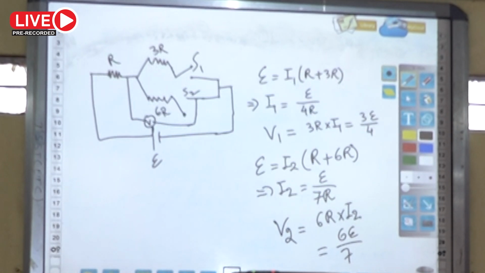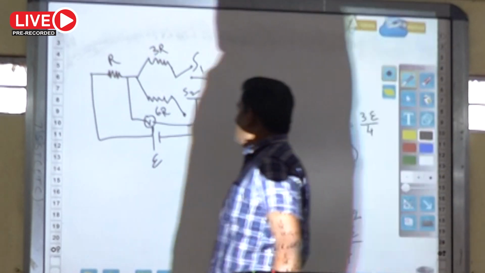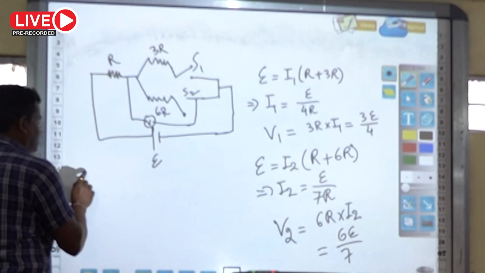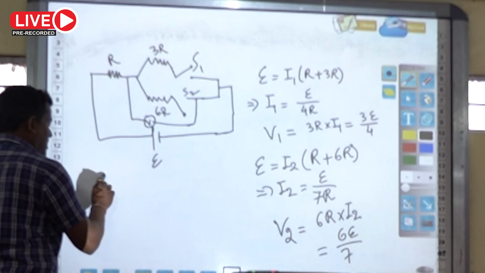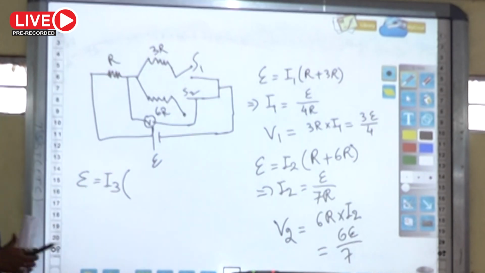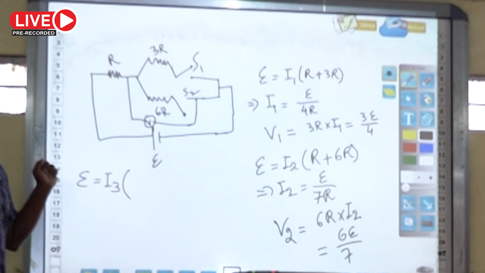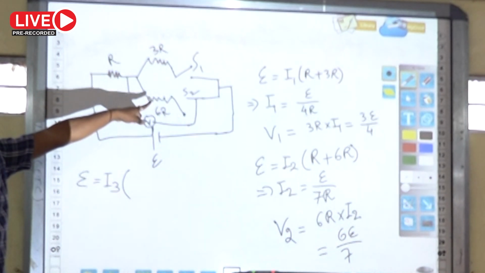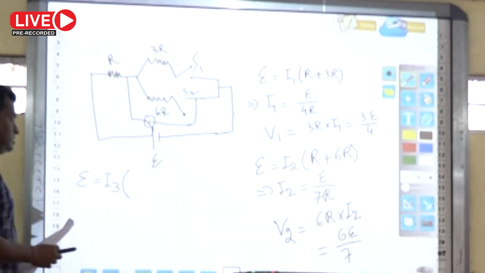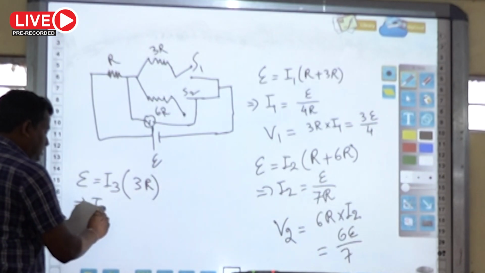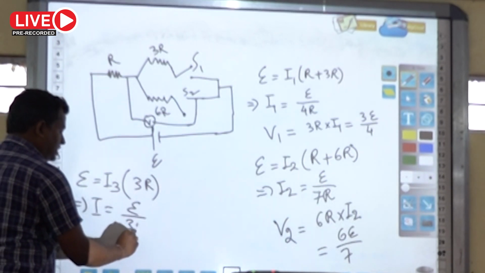Now when S1 and S2 both are closed, the reading is V3. That means the current flowing is, say, I3, then E will be equal to I3 into the equivalent resistance. What is the equivalent resistance? 3R and 6R in parallel is 2R. 2R plus R is 3R. So now I3 will be E by 3R.